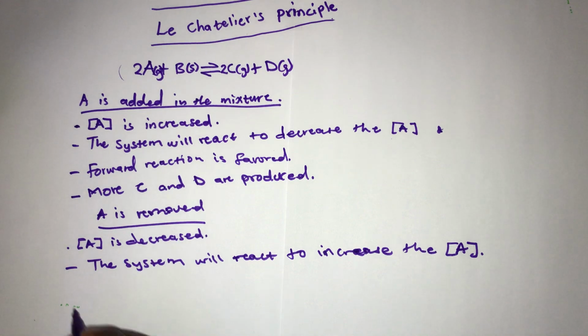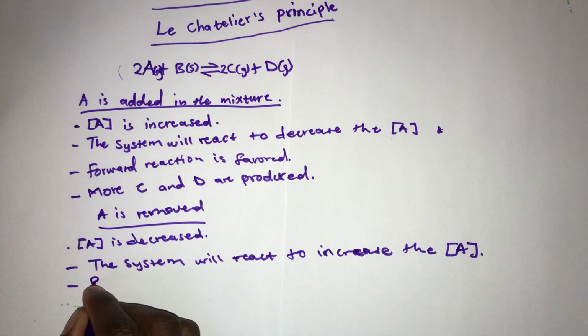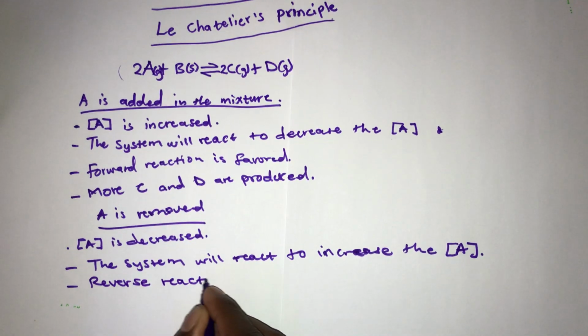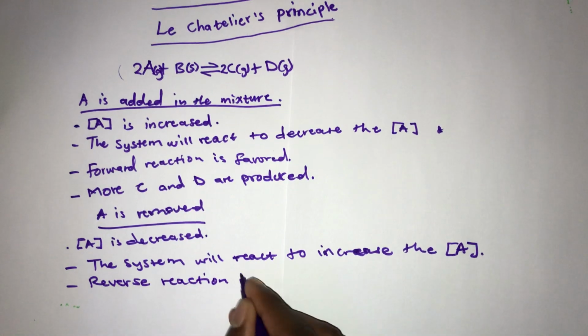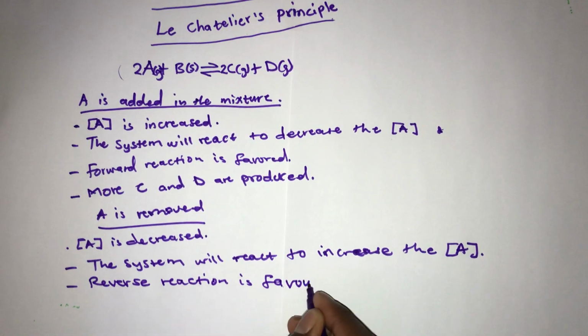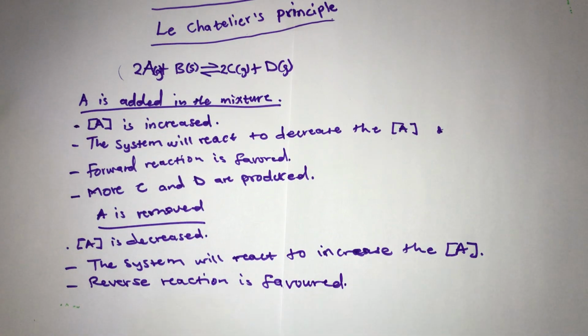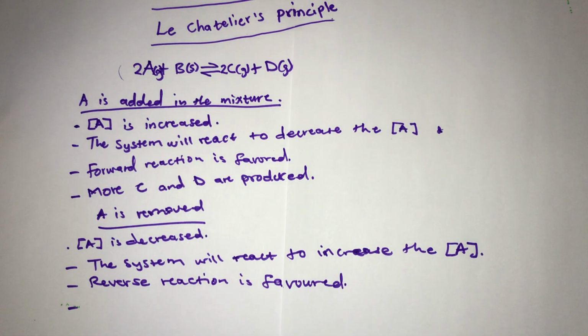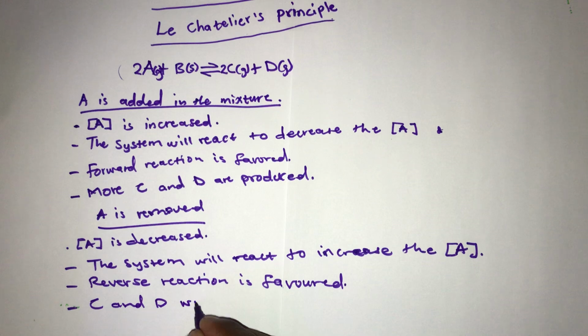So point number 2, the reverse reaction is favored. Since the reverse reaction is favored, the last point is that C and D will decrease.